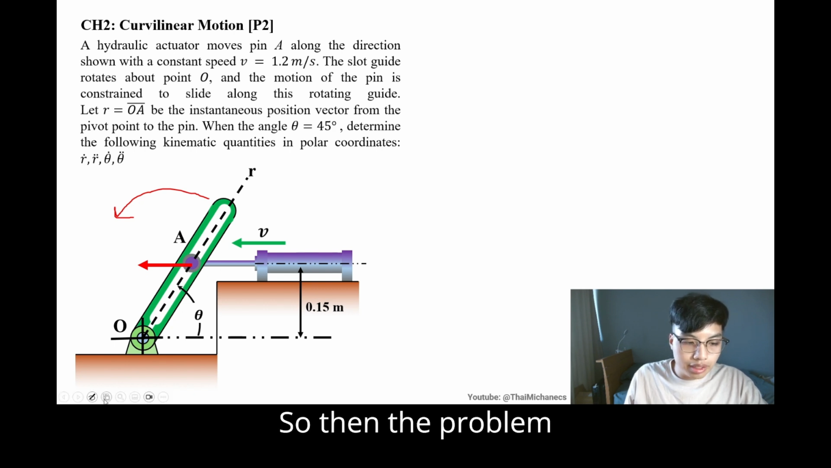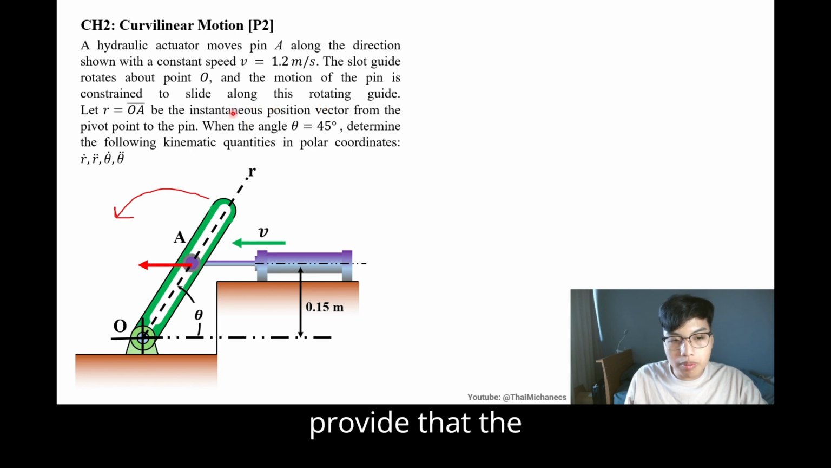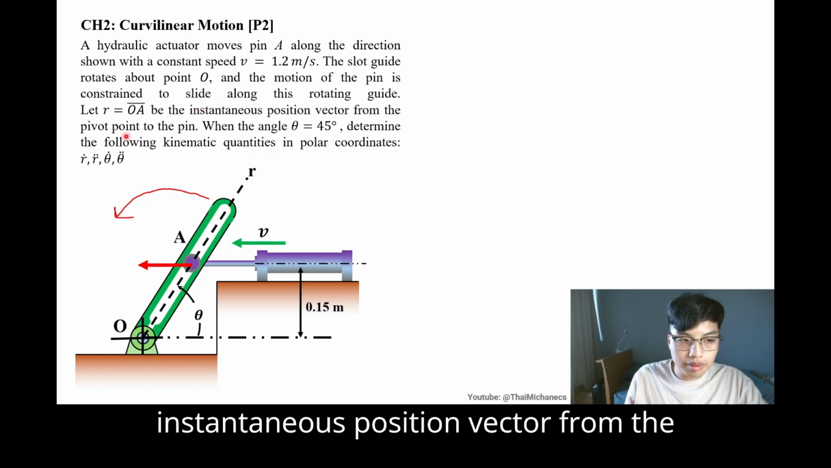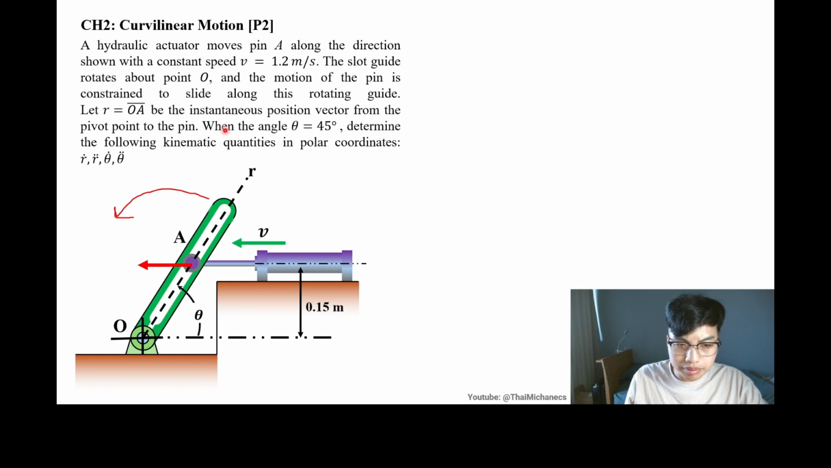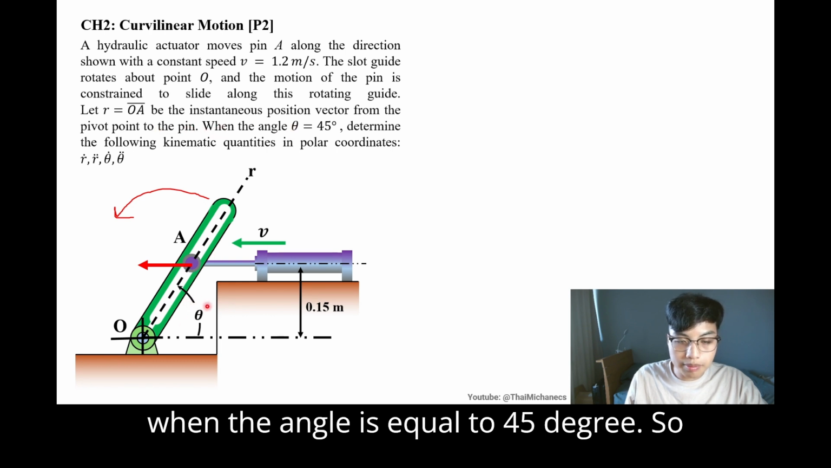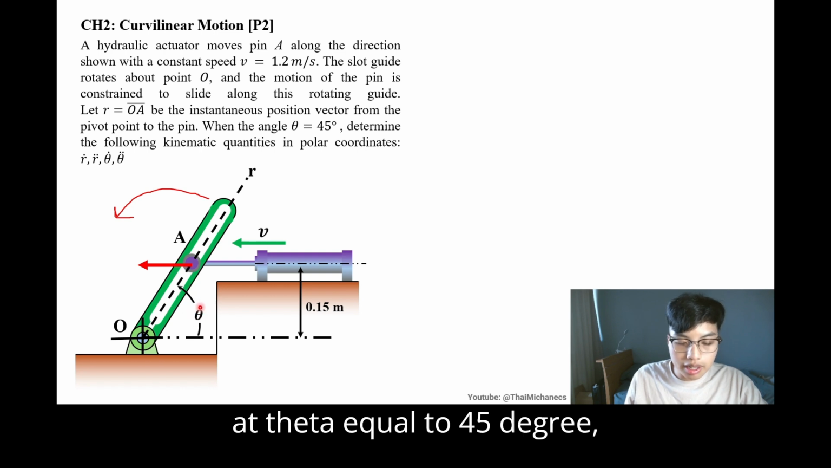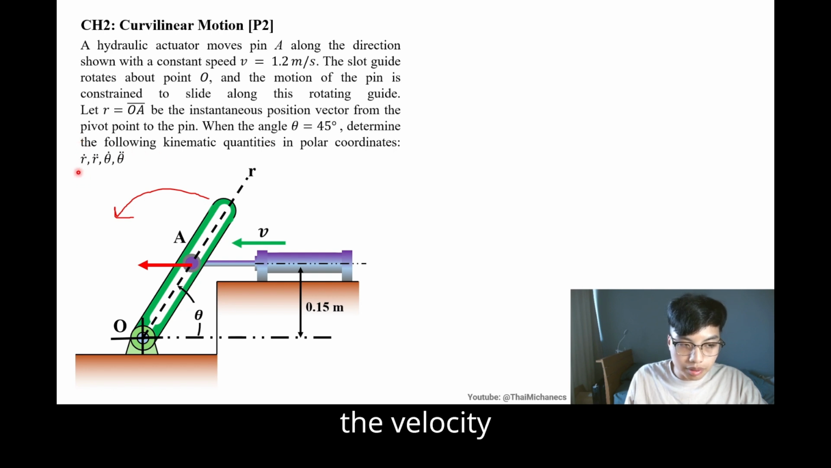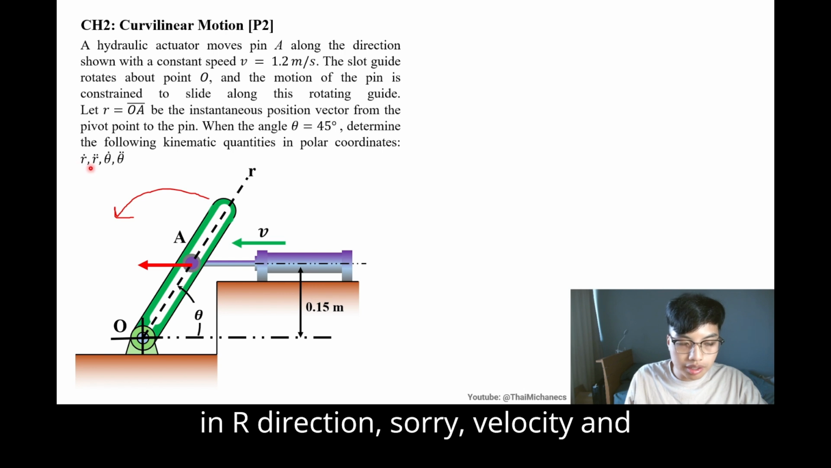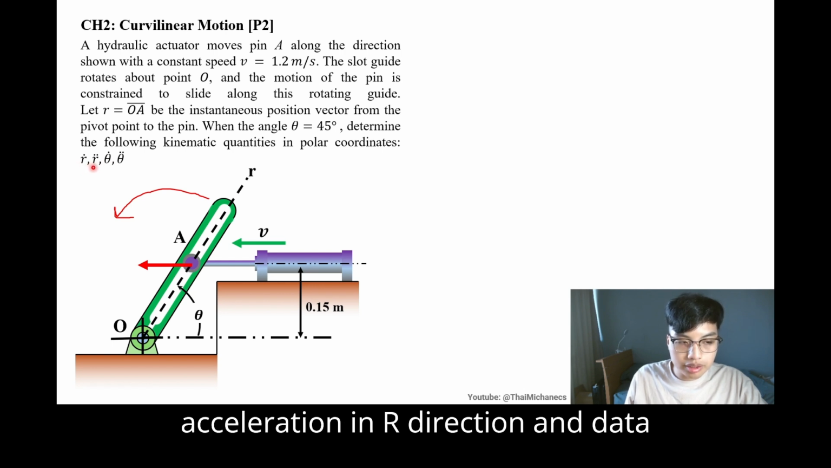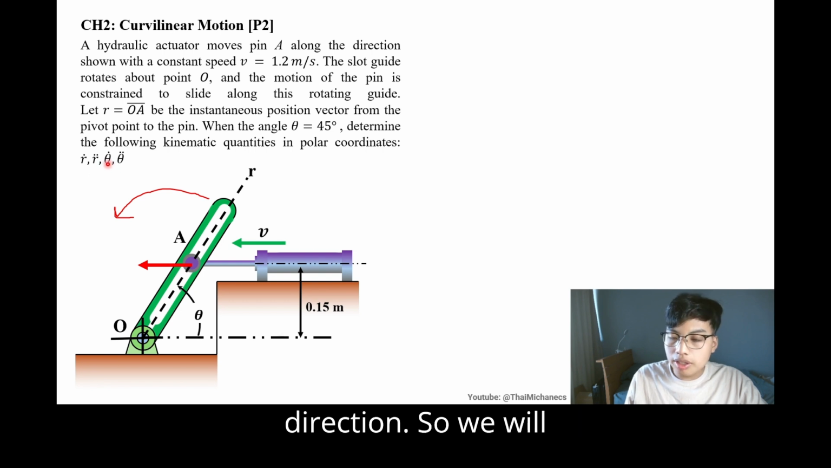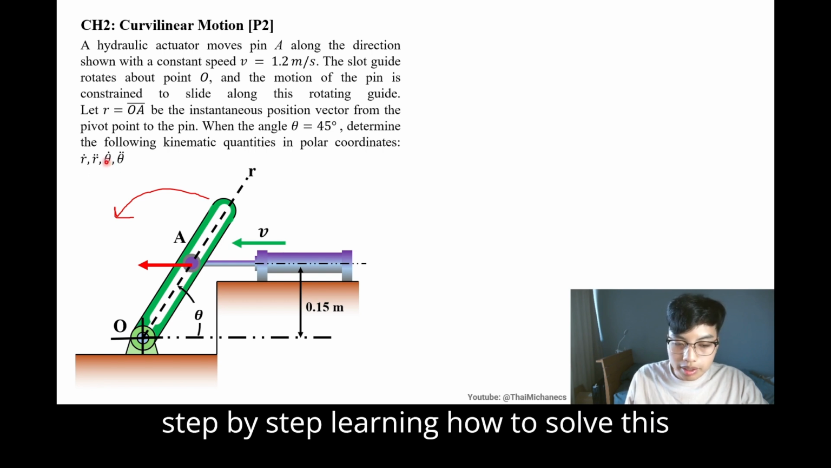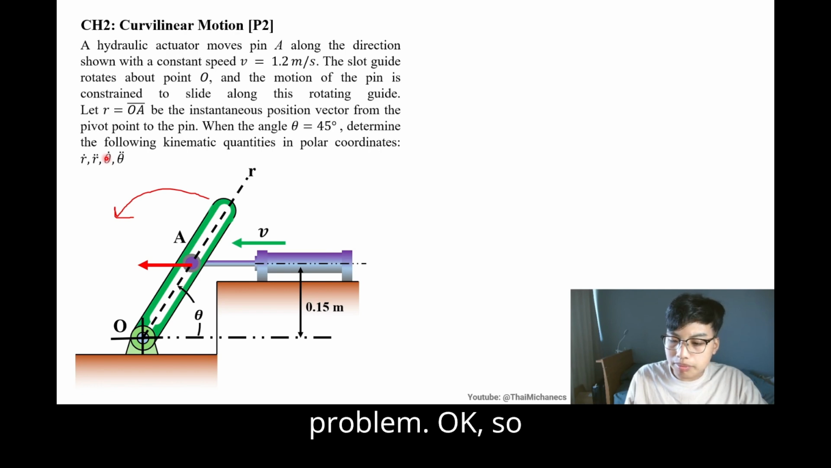Then the problem provides the instantaneous position of the pin when the angle is equal to 45 degrees. So at theta equal to 45 degrees, they ask us to determine the velocity and acceleration in the r direction and theta direction. So we will learn step by step how to solve this problem.